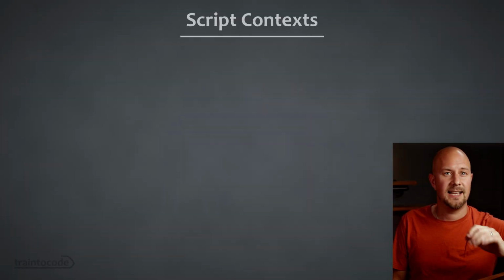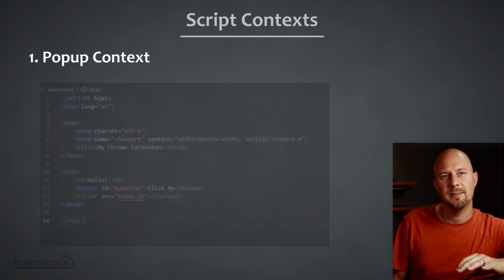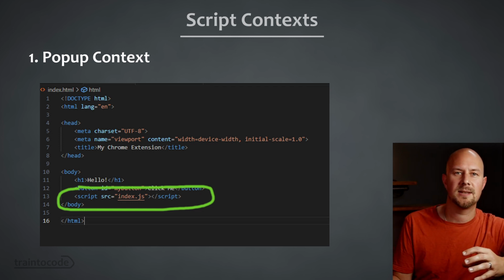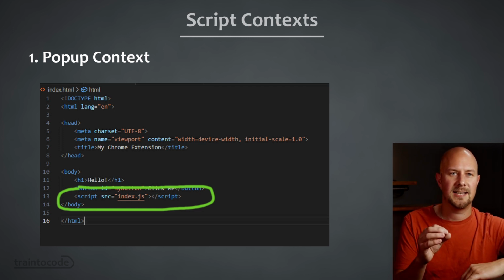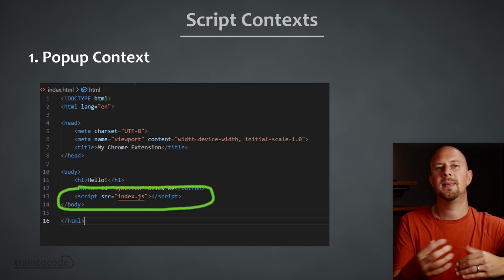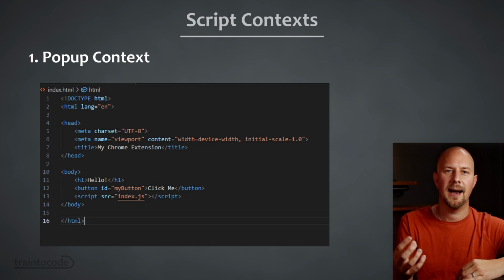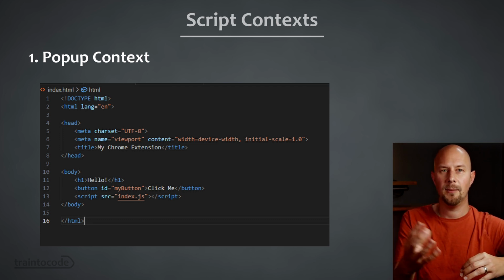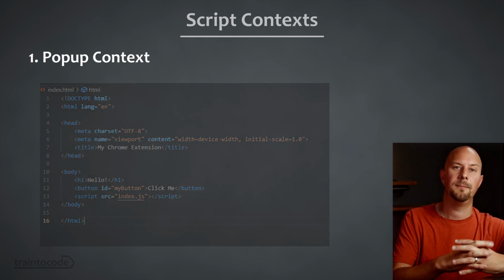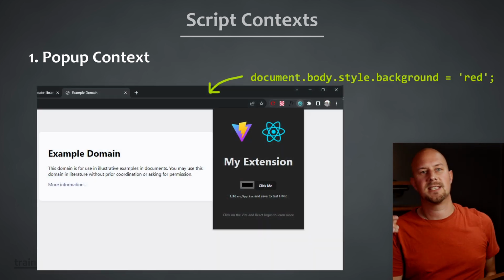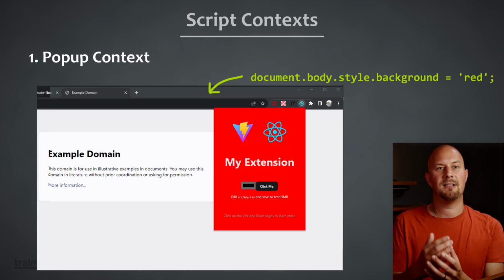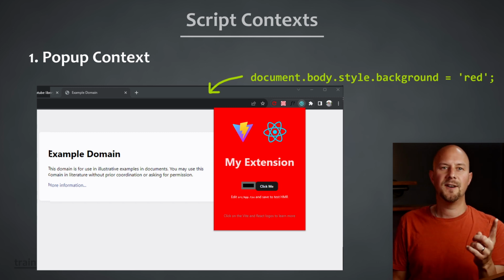So the first context is the pop-up. If you have an HTML file for your Chrome extension pop-up, and that has a script tag on it that loads in some JavaScript, then that JavaScript will be executed in the context of that pop-up. If you try to access the DOM in that JavaScript, then the document object you get back will be the DOM of the UI for that pop-up. So not the web page that the user is on, but the web page that's in the little pop-up view. So if I have some JavaScript that changes the background color of a page, and if I run that in my pop-up, then it will change the background color of the pop-up. So that's the first context.